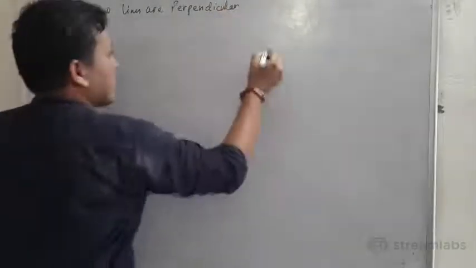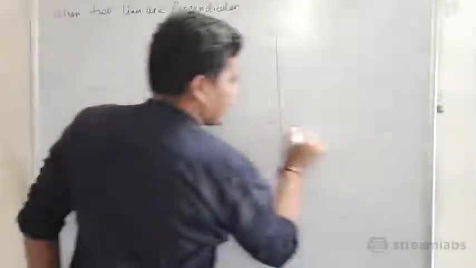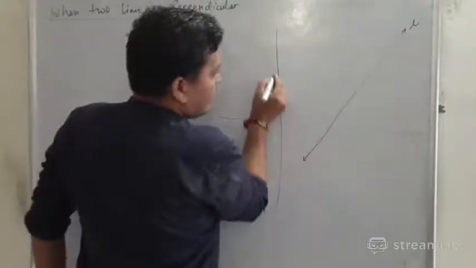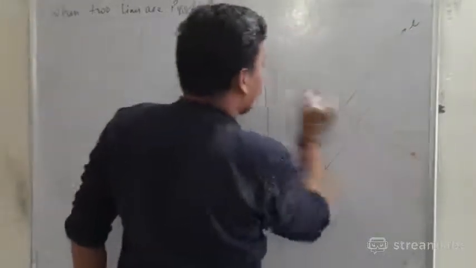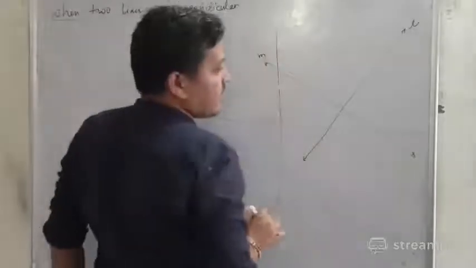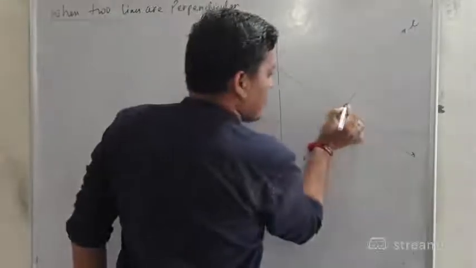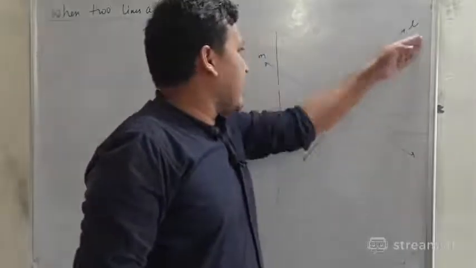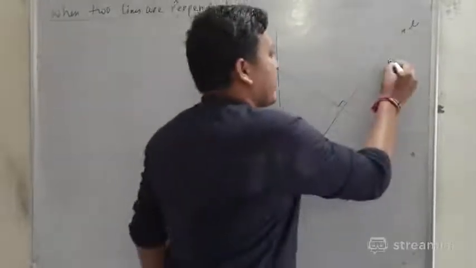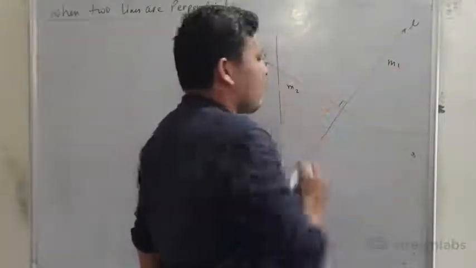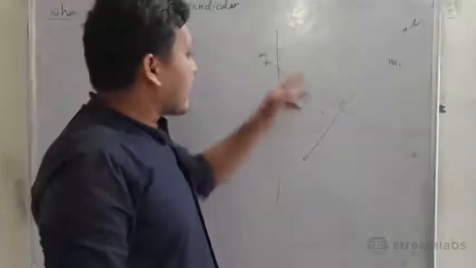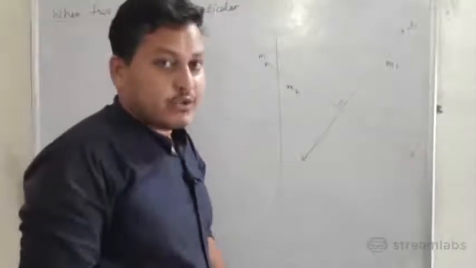Suppose this is the quadrant. One line is L, another line is M, and let the angle between both lines be 90 degrees. Let the slope of line L be M1 and the slope of line M be M2, and both intersect each other at 90 degrees, which means they are perpendicular.